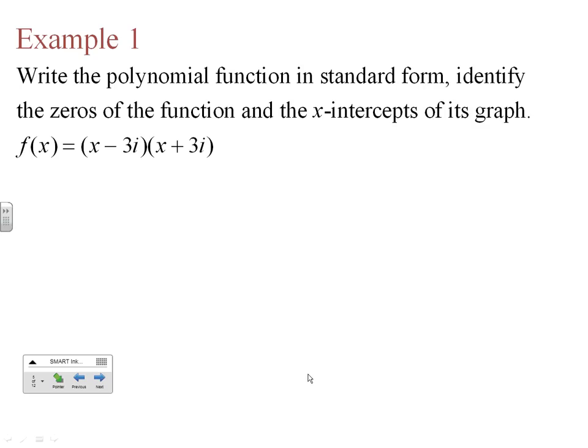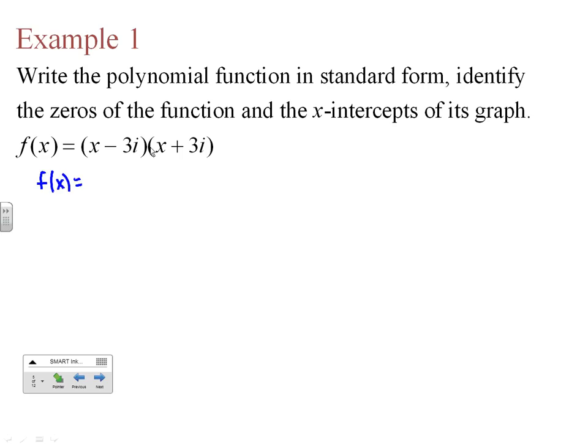So example 1, this is similar to example 1 in the book, not the exact same numbers. Write the polynomial function in standard form, identify the zeros of the function and the x-intercepts of its graph. All right, so it gives us f of x equals (x minus 3i) times (x plus 3i). Let's go ahead and FOIL that out and tell them what this would be as a polynomial.